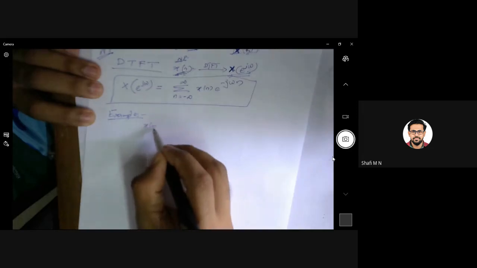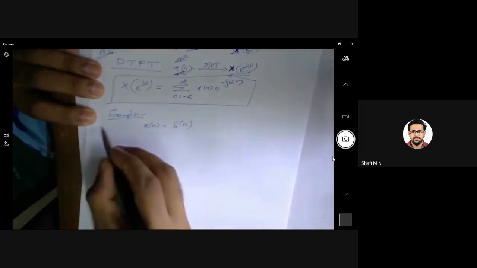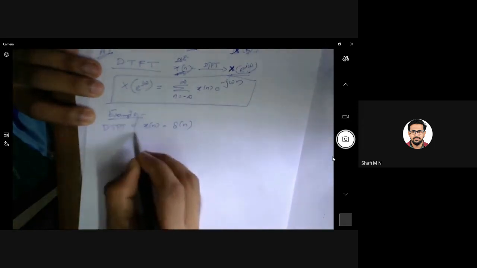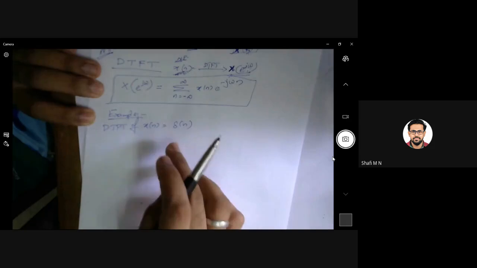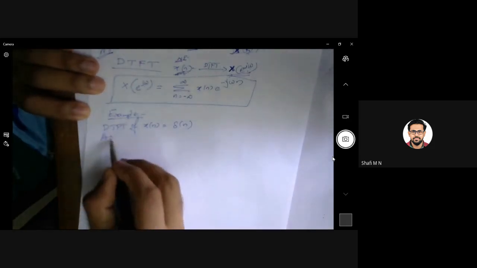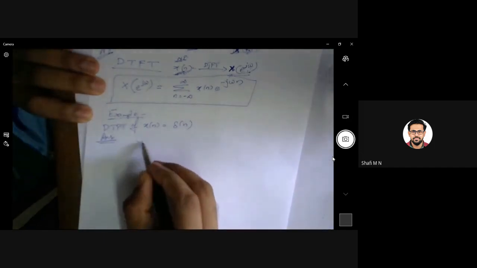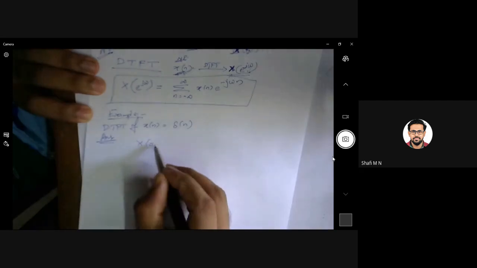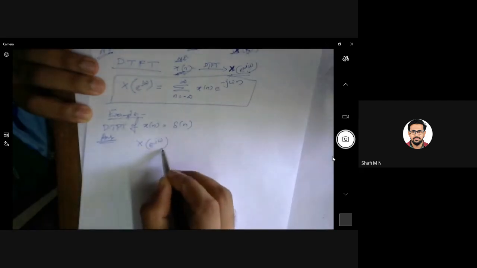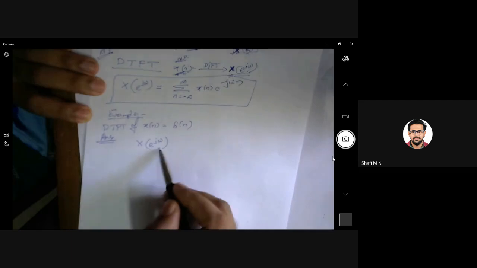transform your signal x of n equal to del of n. Assume that your signal is del of n. You have to find the DTFT of the signal. How can you represent the DTFT of x of n? You can represent it as x of e power j omega. Why? Because this is a non-periodic signal. So my spectrum will be continuous. That's why I am using x of e power j omega.